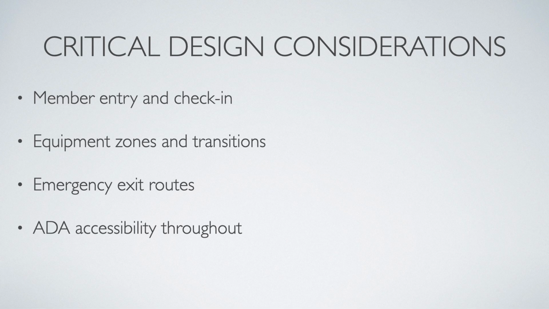Critical decision considerations. We need to look at flow and access. What's our flow when members walk in? When we do our entry and our check-ins, is there enough room for everybody if there's a bunch of people coming in at the same time? Equipment zones and transitions. Is there enough room for everybody to move around? Are the emergency exit routes clearly shown? And so can people get out quickly? Our ADA accessibility throughout the building. We've got enough space for people who need access with mobility, with wheelchairs and other types of things like that.